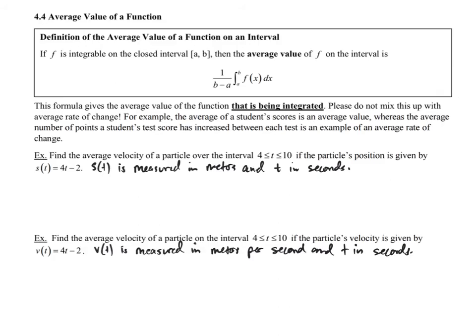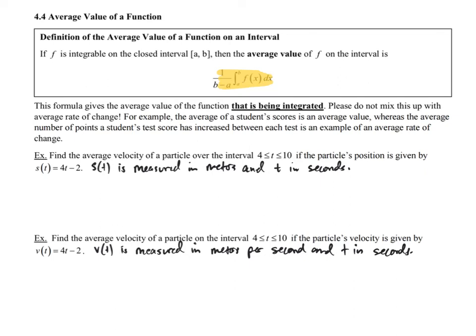The next thing we need to talk about in these notes is the average value formula. So if we are asked to find the average value of a function that we have, we're going to use this average value formula, 1 over b minus a, the integral from a to b of f of x dx.